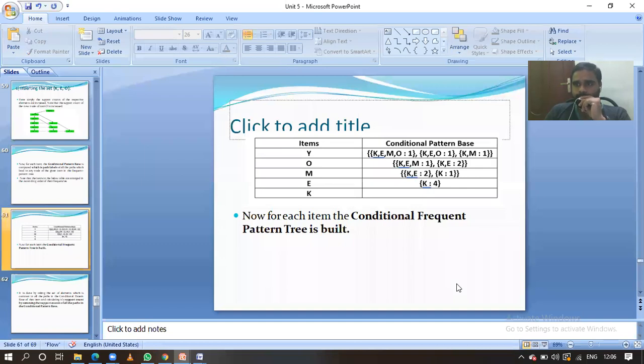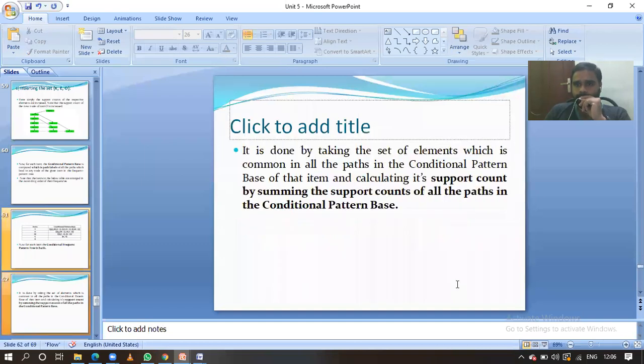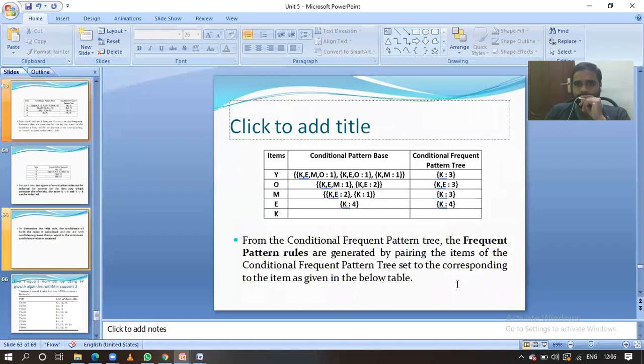Till now the conditional pattern base is generated. After that, we have to write down the conditional frequent pattern tree. Here we are going to find the frequent items, and that is also based on the minimum support. What is the minimum support for this problem, guys? 3 is the minimum support. Means we write down all the items that are 3 or more.